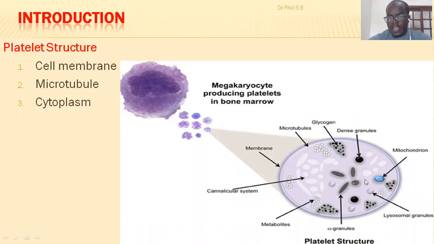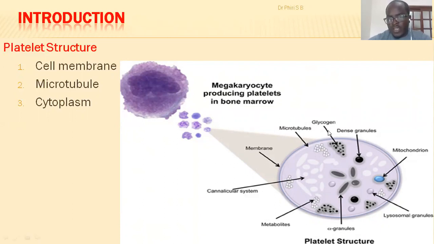So you can see they have cell organelles, or structures, within the platelets. These structures have different functions. You can see the cell membrane of the platelet. Then going inside, you have the cytoplasm. Within the cytoplasm, you have a lot of cell organelles suspended inside. So you have the microtubules, like the cytoskeleton of the platelet, that are involved in giving the discoid shape of the platelet.